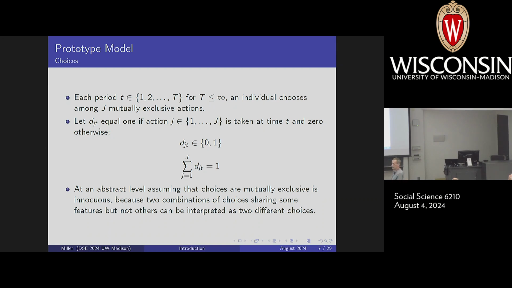So we'll keep it in discrete time. Peter's going to push it to continuous. And there are capital J actions. No big deal about assuming them being mutually exclusive. Pick an action, little j, you just set d equal to 1 as opposed to 0.